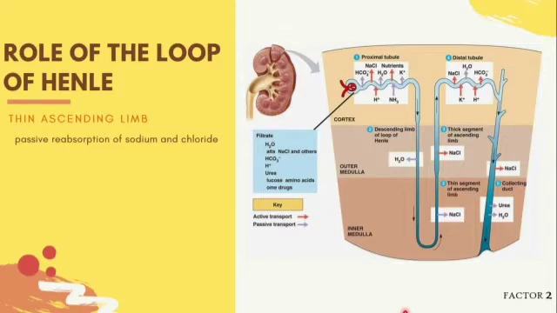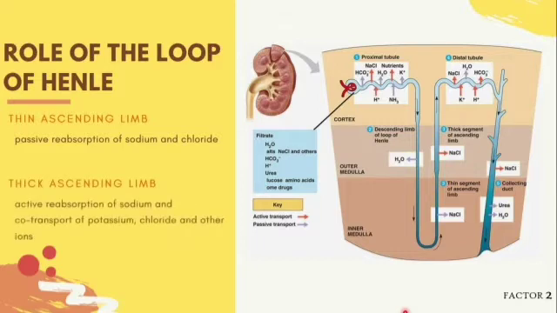In addition, the thick ascending limb of the loop of Henle has the active transport of sodium and co-transport of potassium, chloride, and other ions, and is also impermeable to water. Note, these two characteristics of the loop of Henle make the medullary interstitium have high osmolarity.